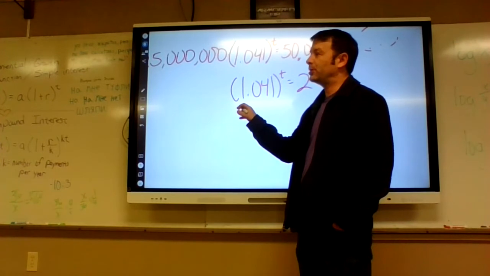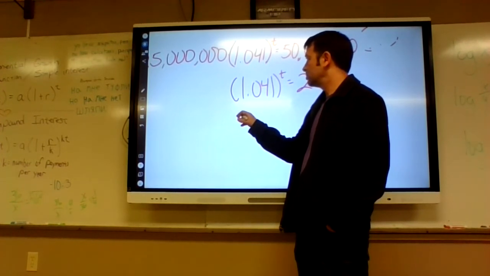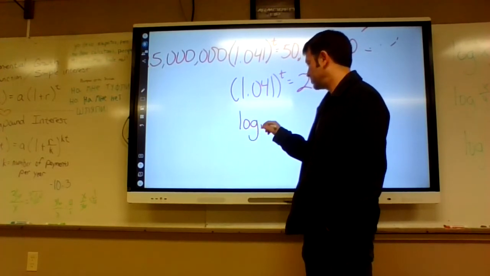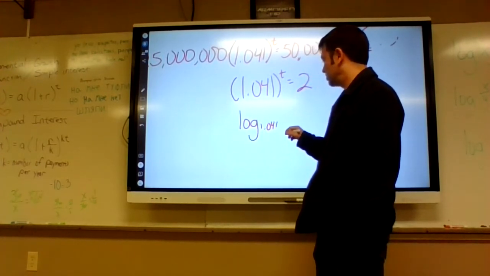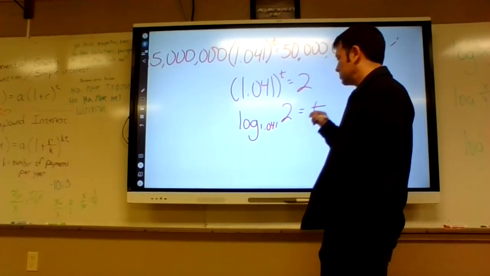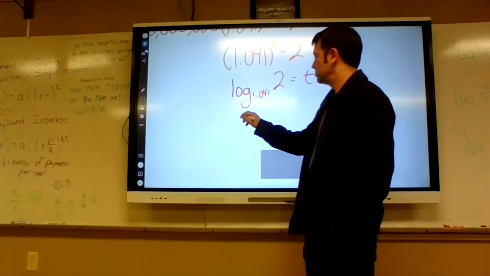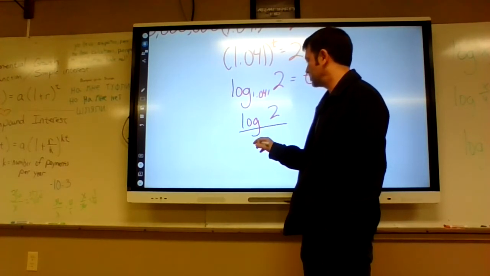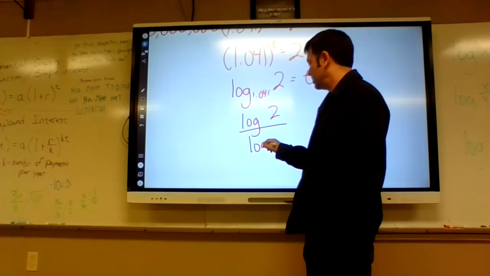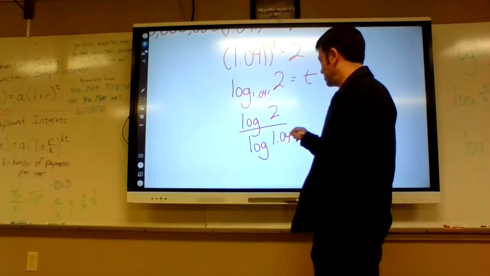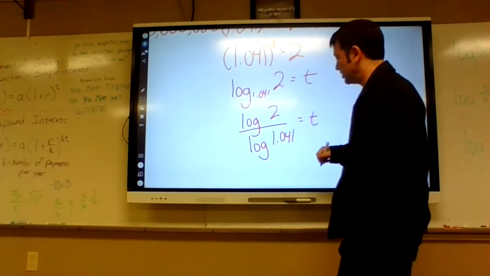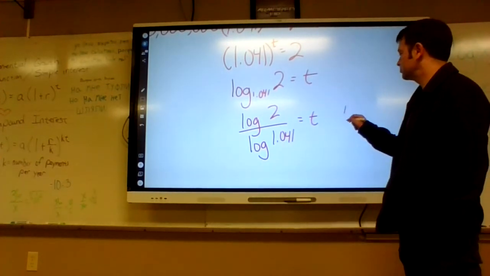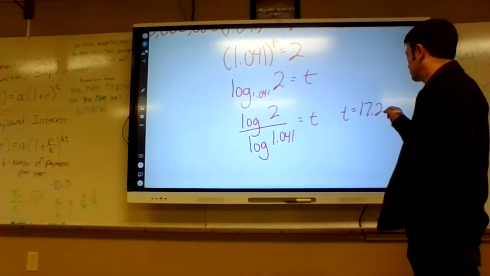You gotta take the log. Log base 1.041 of 2 equals t. Just do log of 2 over log of 1.041, which is the same thing as common log of 2 divided by common log of 1.041. Actually, you don't have to use common log. You could use log of any base, or natural log. It equals 17.25 years. 17 and a fourth years.